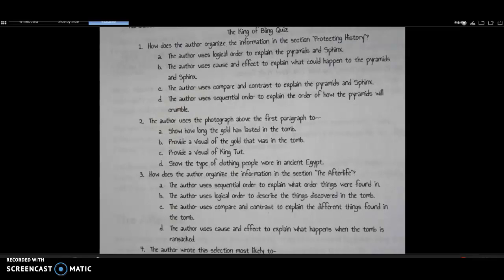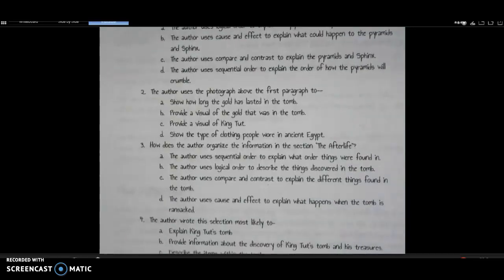2. The author uses the photograph above the first paragraph to A. Show how long the gold has lasted in the tomb. B. Provide a visual of the gold that was in the tomb. C. Provide a visual of King Tut. Or D. Show the type of clothing people wore in ancient Egypt.